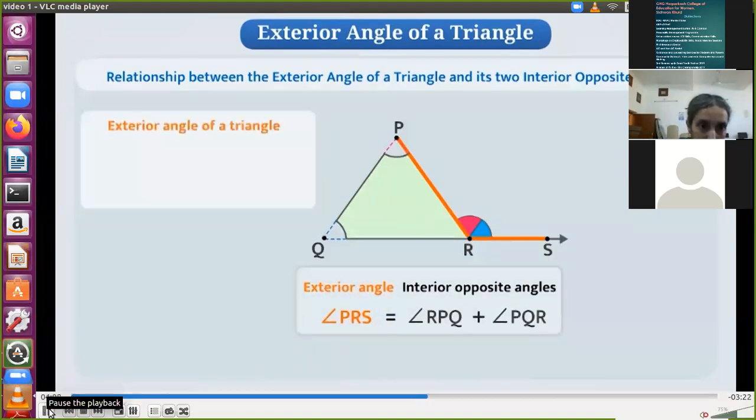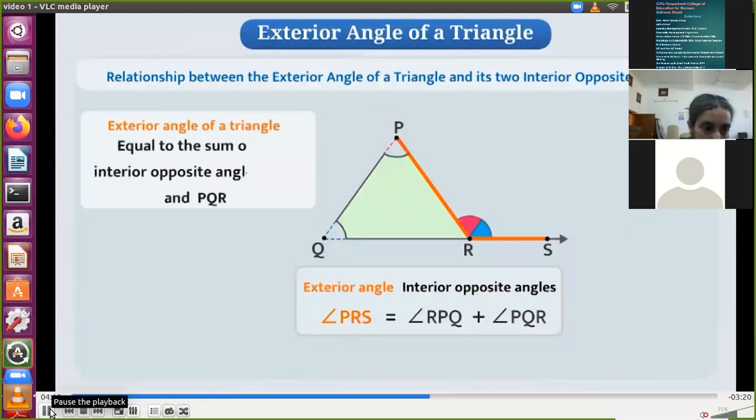Now, the relationship is that the exterior angle of a triangle is equal to the sum of its interior opposite angles RPQ and PQR. So this is the relationship that we have just now found through this activity, that the exterior angle of a triangle is equal to the sum of the interior opposite angles.